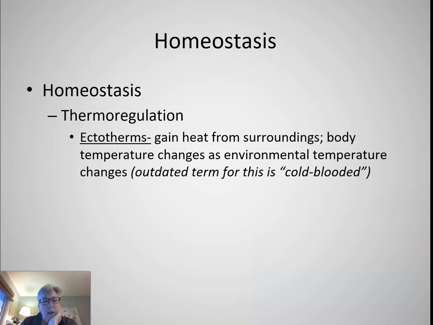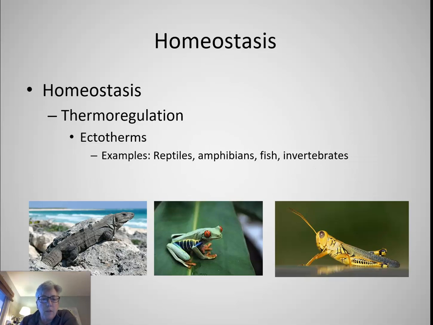Okay, so there's a couple different types of living things, and they have different mechanisms by which they maintain their body temperature. The first one is called an ectotherm, and those kinds of living things get heat from the surroundings, and their body temperature changes as their environment changes. So we used to call these things cold-blooded. All right, so some examples are all the reptiles and the fish, invertebrates. Okay, they are not maintaining their body temperature really on their own. They're using their environment to maintain their body temperature.